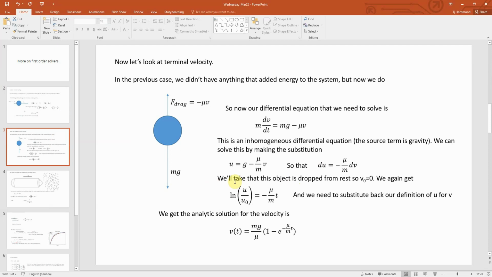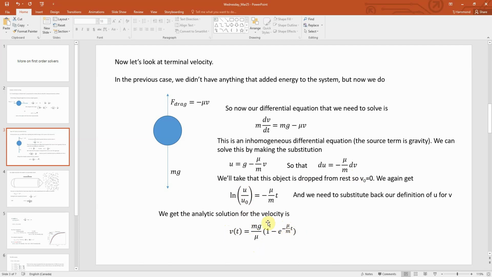Now, of course, we could start with some initial velocity, but we'll take the assumption that we've dropped this thing from a certain height, and we've let it go from rest. So we're going to say that v naught is equal to 0. And so what we get when you make this substitution is your analytic expression: your velocity is mg over mu times 1 minus e to the negative mu over m times t.